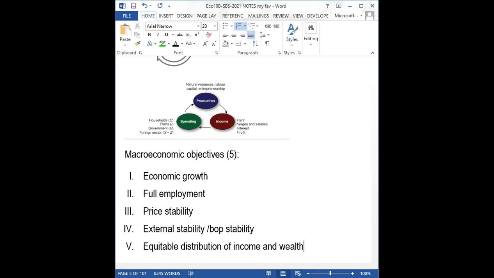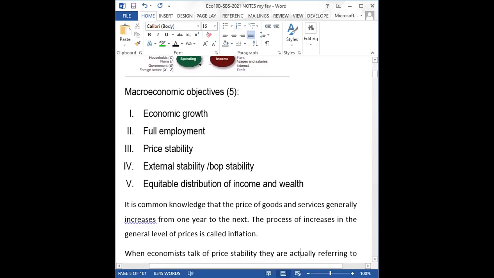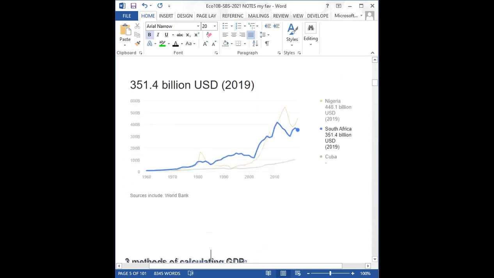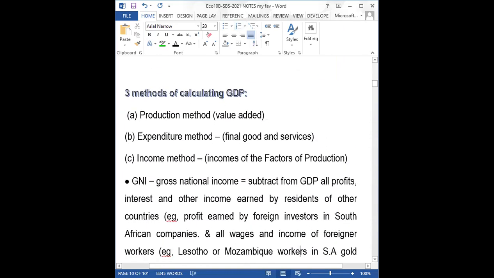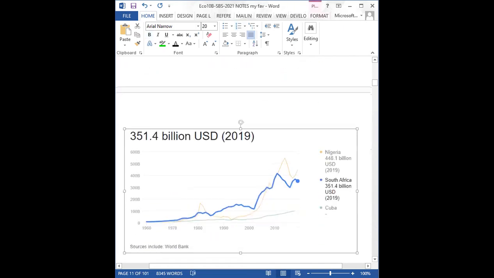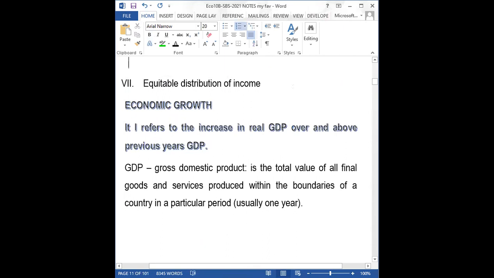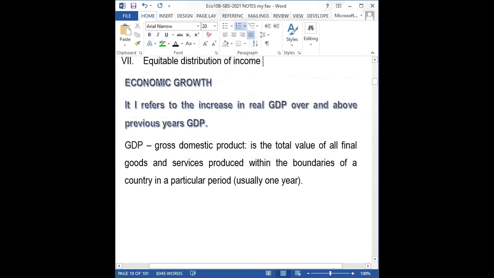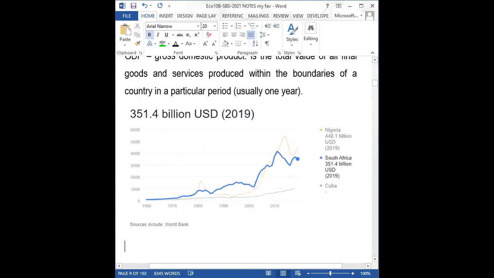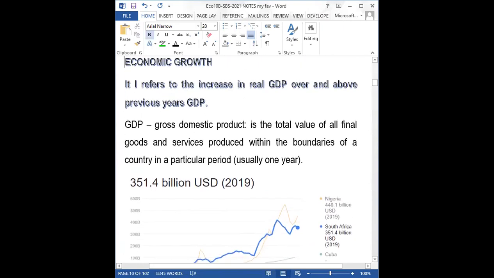So in terms of economic growth, we understand that we have to be able to define what economic growth is. So by definition, economic growth simply refers to the increase in real GDP over and above the previous year's GDP.